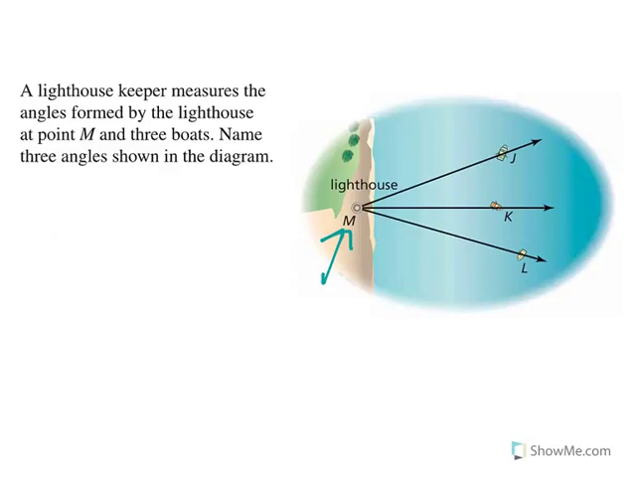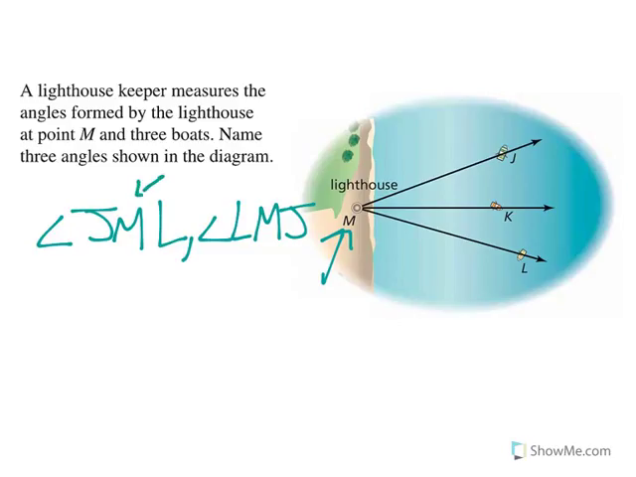So one angle we could have would be JML, the big angle going all the way around, which could also be called angle LMJ. Remember, we can switch the letters up. This still talks about the same angle. Notice that when I name it this way, I put the vertex in the middle. It has to go in the middle, so that way we know that J and L are on the sides, and M is the vertex.